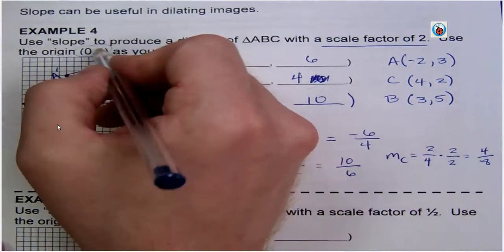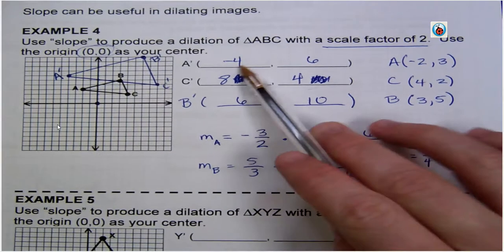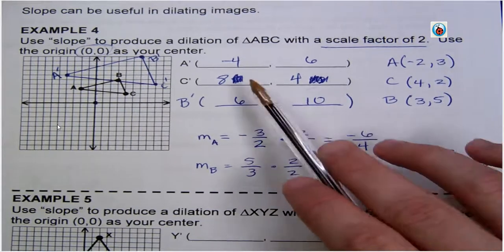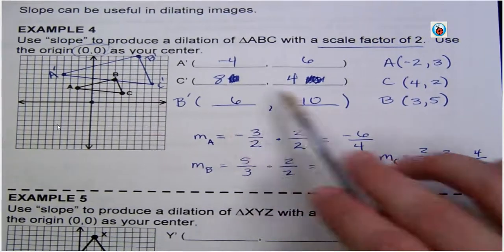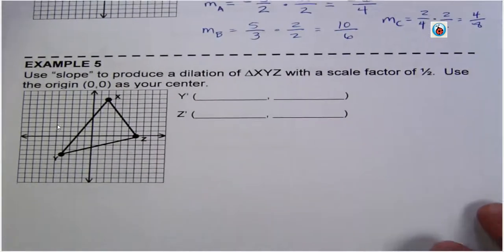Alright, now this is only when the center is at 0, 0, which is what we're talking about right now. But if the center is at 0, 0, then you just multiply those values by whatever your scale factor is, and you get your new points. You plot them and graph them. Okay? So, if you need to, pause the video, rewind, watch that again. But we're going to move on to example 5.